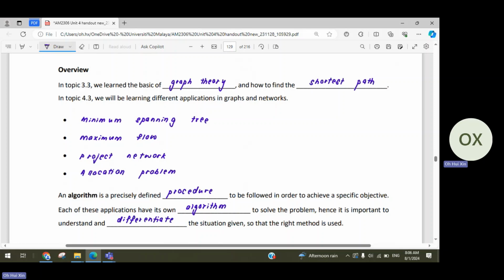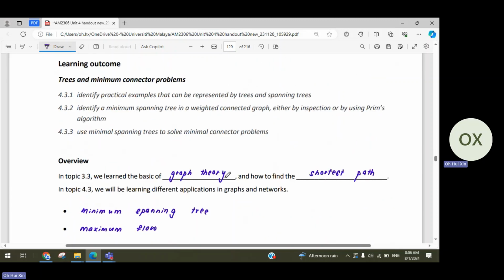But no worries, it's actually not very hard to differentiate. The thing is to make sure that you understand and are familiarized with all the algorithms, then you will be fine. So for today's lesson, we are going to look at minimum spanning tree.